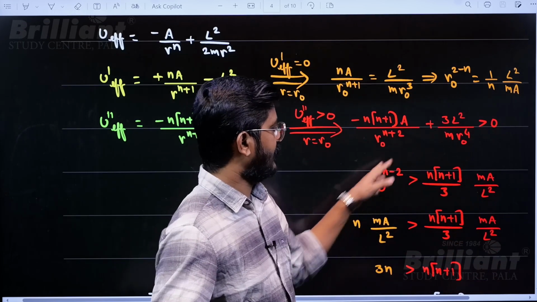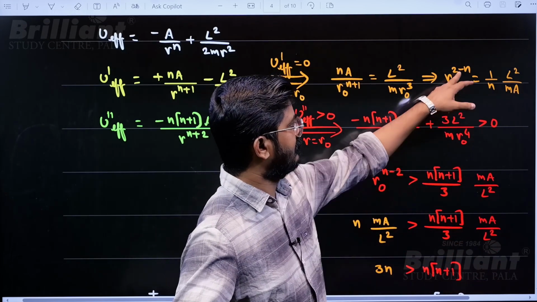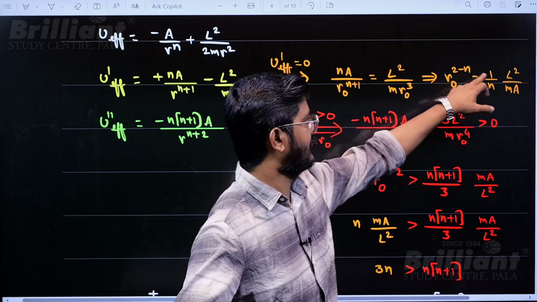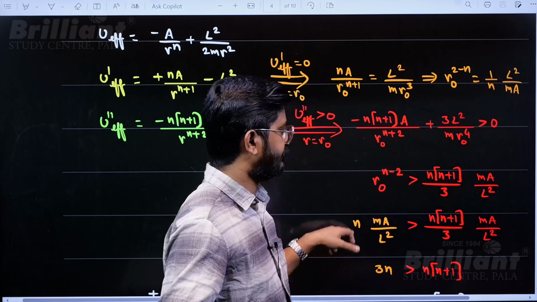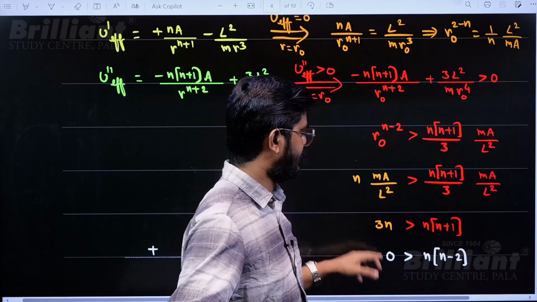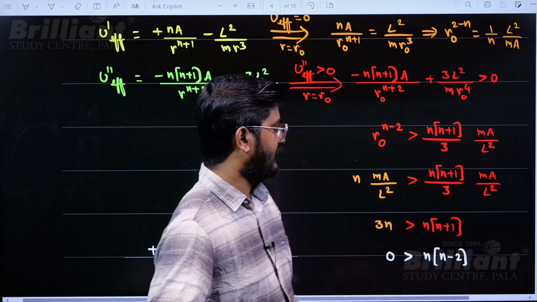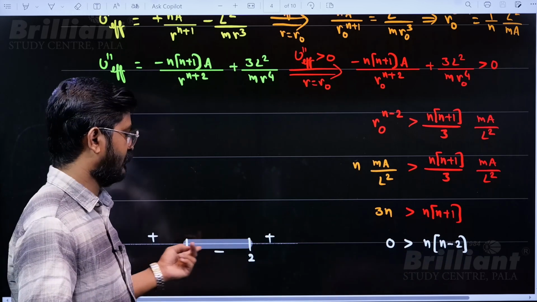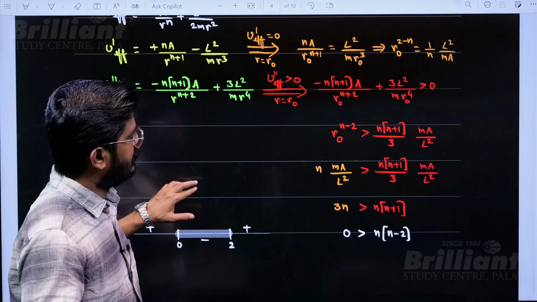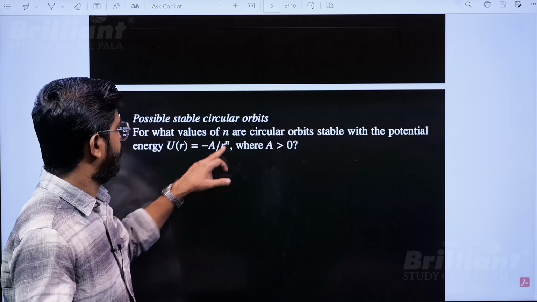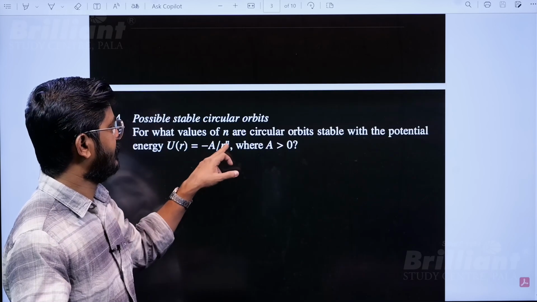Stable orbit. So when you manipulate, you will be getting this thing, but yeah, this is nothing but 1 by this thing, 1 by this thing. So when I substitute 1 by this value here, all other stuff will be getting cancelled and I will be getting some kind of inequality, which will happen when n is less than 2. So for n less than 2, in case the potential energy is of this form, where n is less than 2.